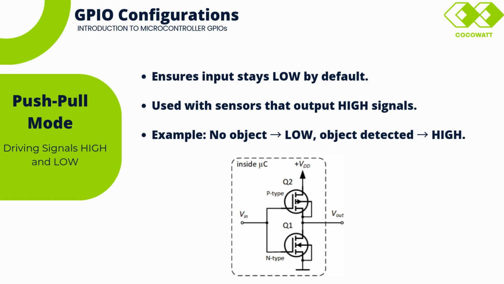To summarize, pull-up resistors keep the input high by default, pull-down resistors keep the input low by default, open drain mode allows GPIOs to pull low but requires an external pull-up, and push-pull mode drives signals high or low, ideal for controlling devices.